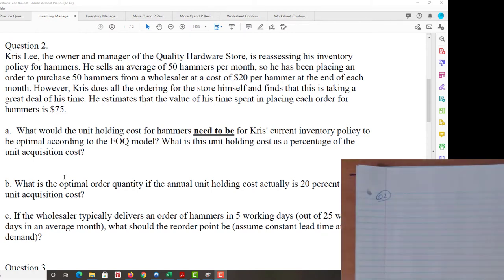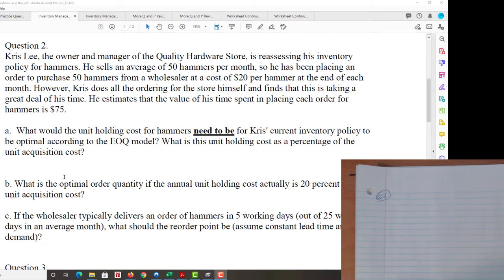So we have Chris Lee, owner of the Quality Hardware Stores, reassessing his inventory for hammers. He sells an average of 50 hammers per month. And so he has been placing an order to purchase 50 hammers from a wholesaler at a cost of $20 per hammer at the end of each month. However, Chris does all the ordering for the store himself and finds that this is taking a great deal of time. He estimates that the value of his time spent in placing each order for hammers is $75.